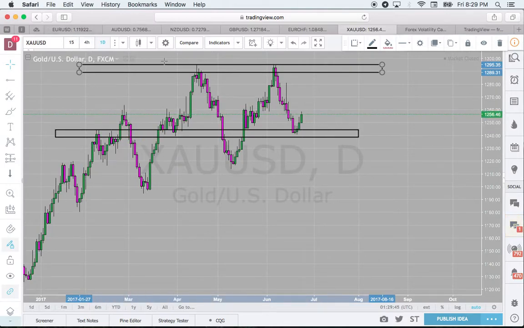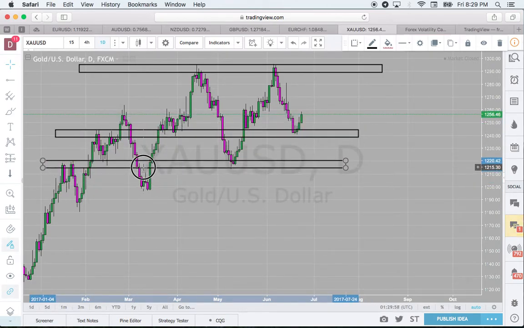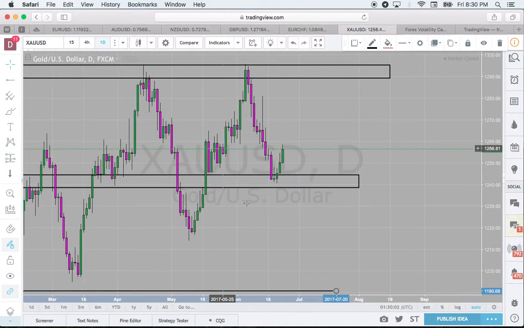So on the daily, we can see this trap zone, this liquidity zone here. There's one up here too. We could also say there is one down here or here. But we can definitely see that trap right in here.